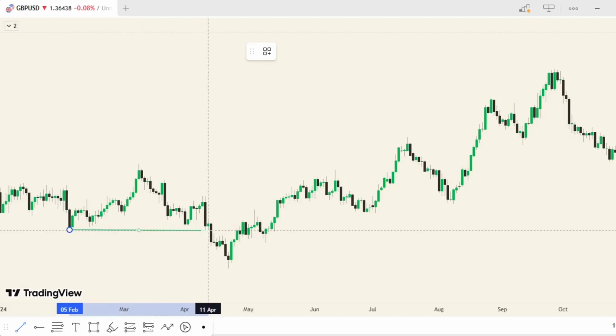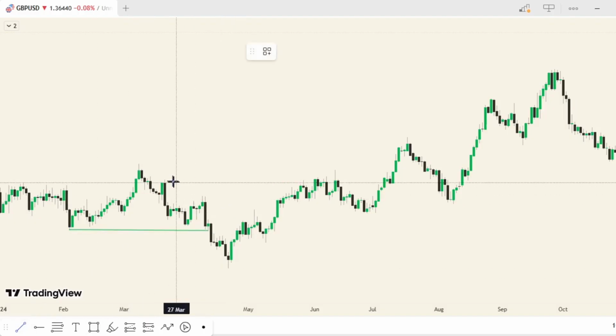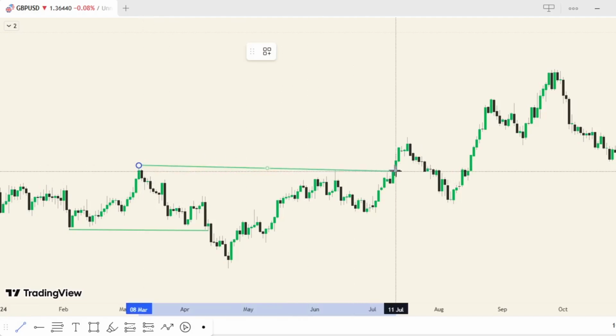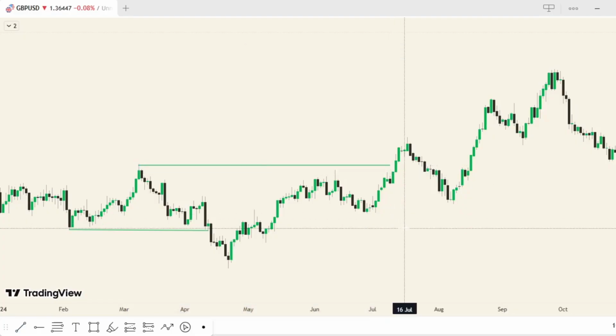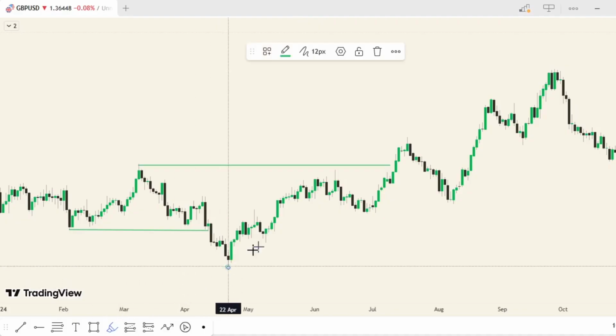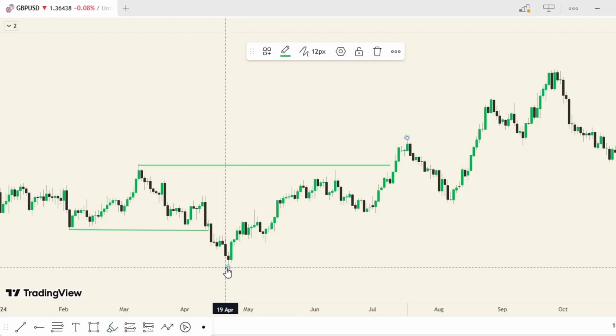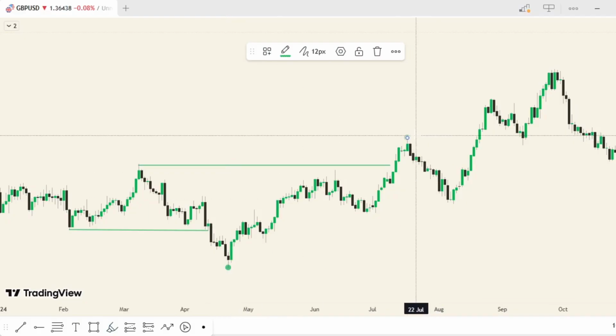and then we had a high, which is this, right? We have a high. So from this structure, we can clearly see that we are in a bullish trend. We have a low and a high. So this is what we call a higher low and then a higher high.